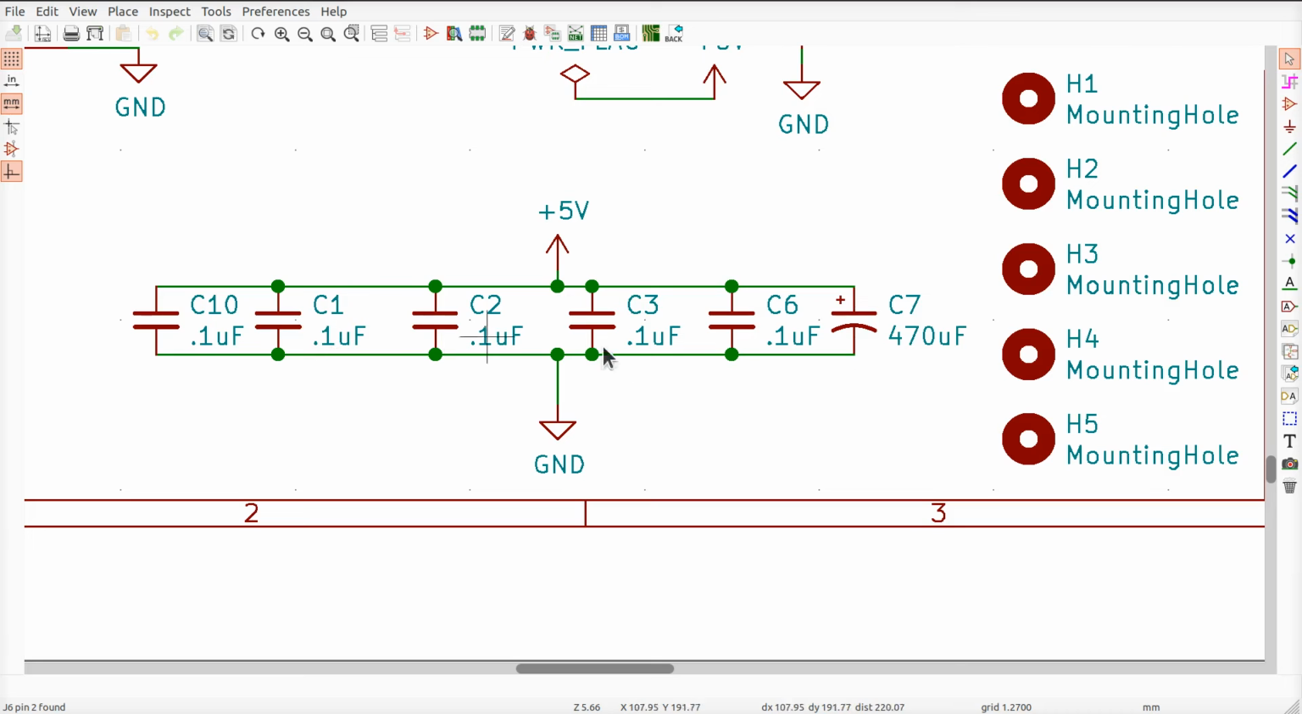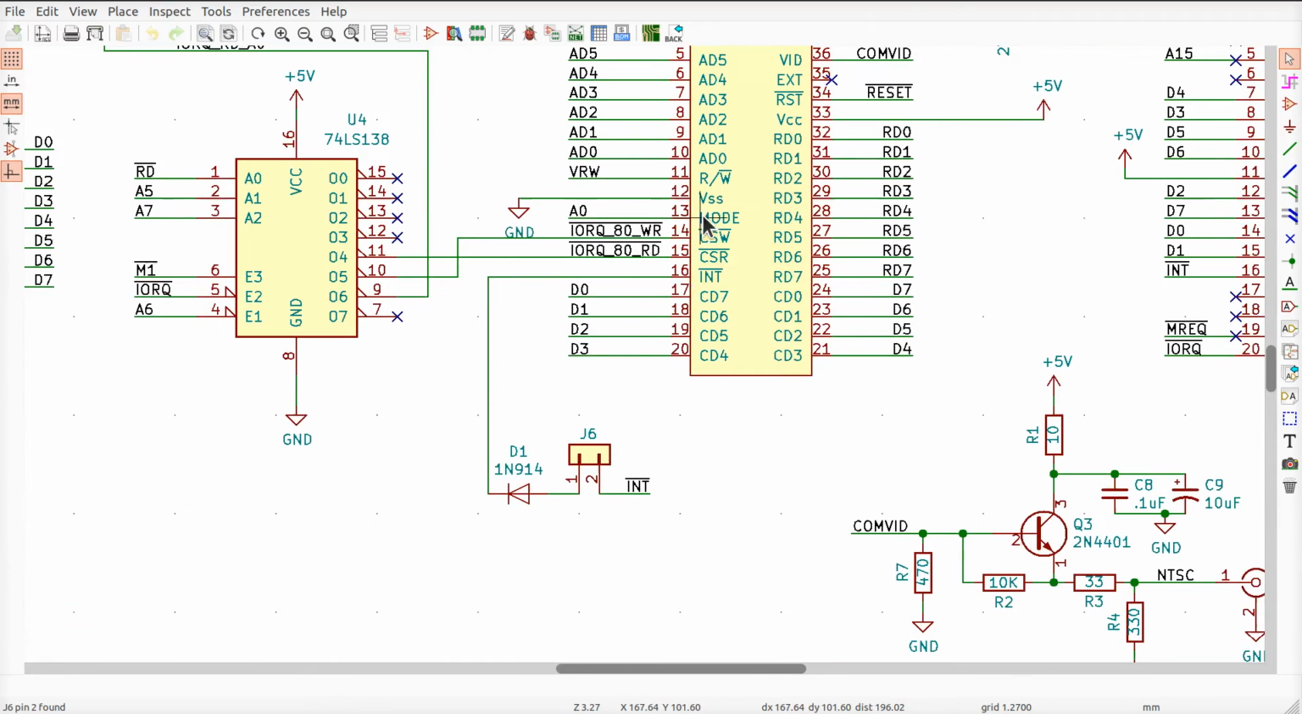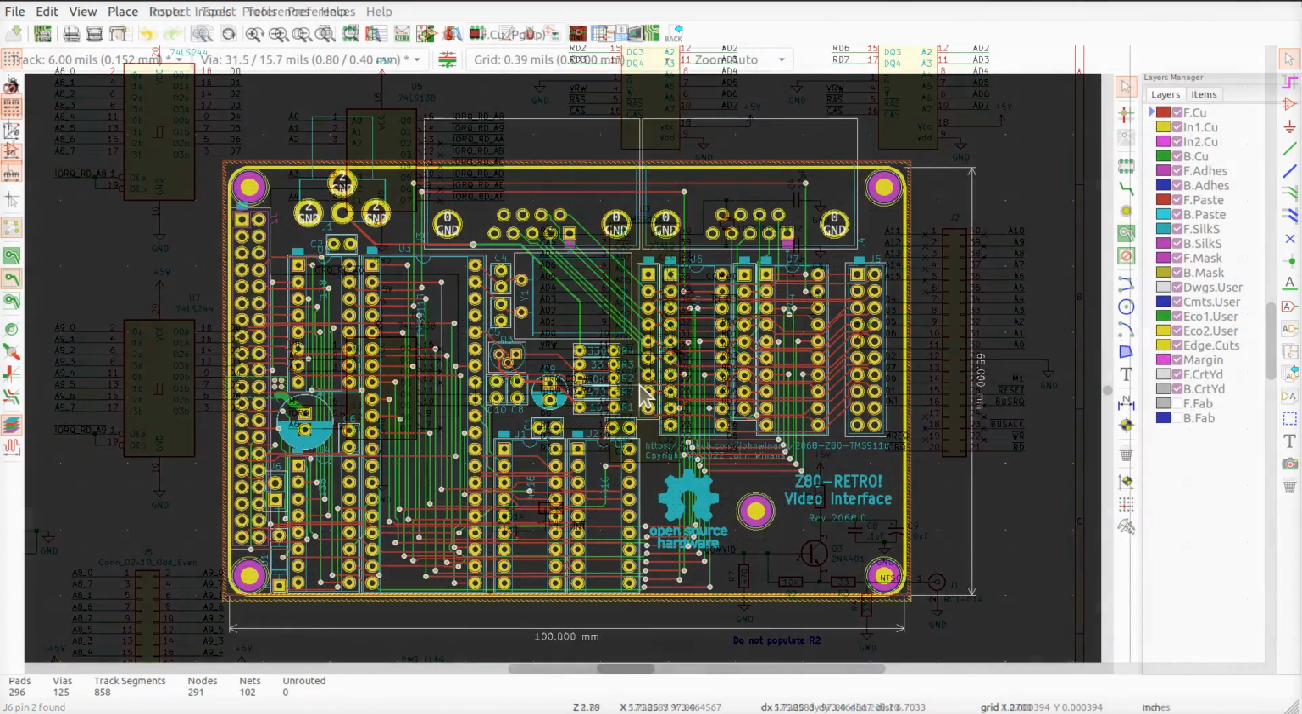Got a couple of bypass caps. This is where I drew in my 470 that I use with this 470 that I straddled across my 9118 on the breadboard. The signal output improved massively, so I'm keeping that in the design, all right? So that's the schematic.